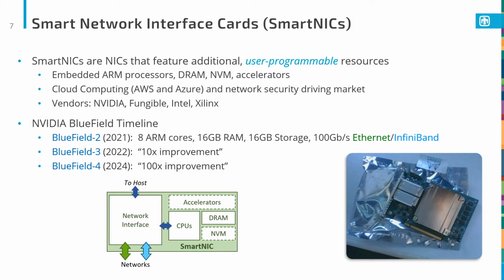Of these companies, NVIDIA's BlueField hardware is especially appealing to HPC users because it supports both Ethernet and InfiniBand network fabrics. The current generation of BlueField SmartNICs features 8 ARM processor cores, 16 gigabytes of RAM, 16 gigabytes of eMMC storage, and 2 ports of 100 gigabit per second networking.